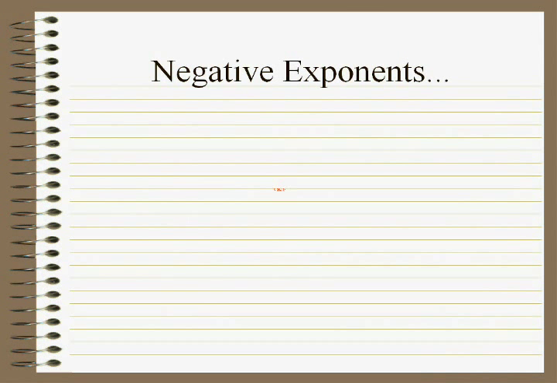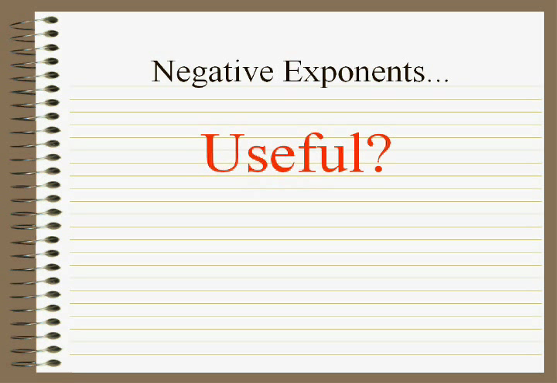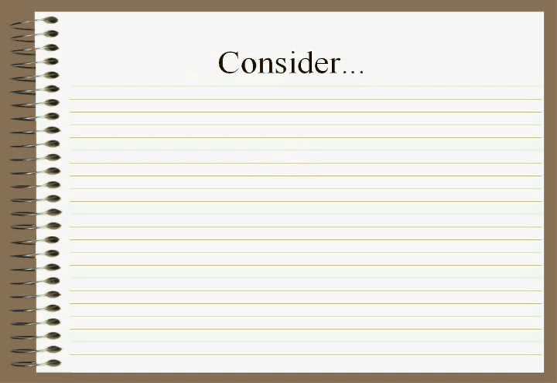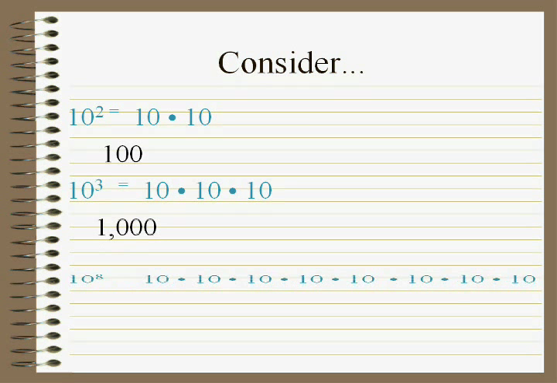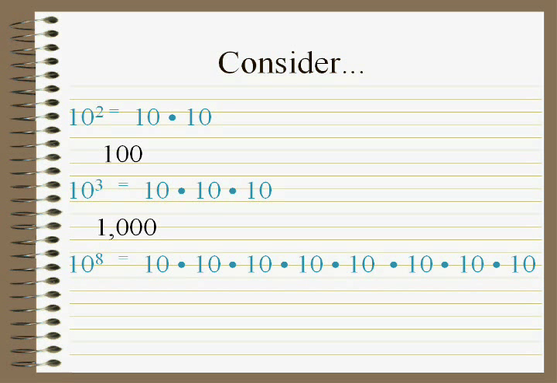Now, with negative exponents, there's nothing wrong with them. They're just very small generally. Consider 10 to the second is 10 times 10, isn't it? Or 100. Very simple. 10 to the third is 1,000. And 10 to the eighth, I think, is 100 million.